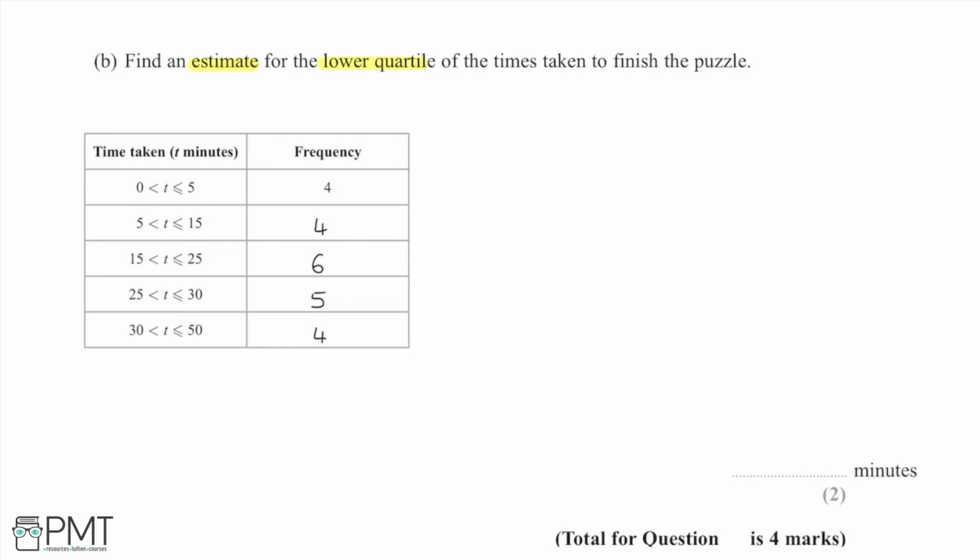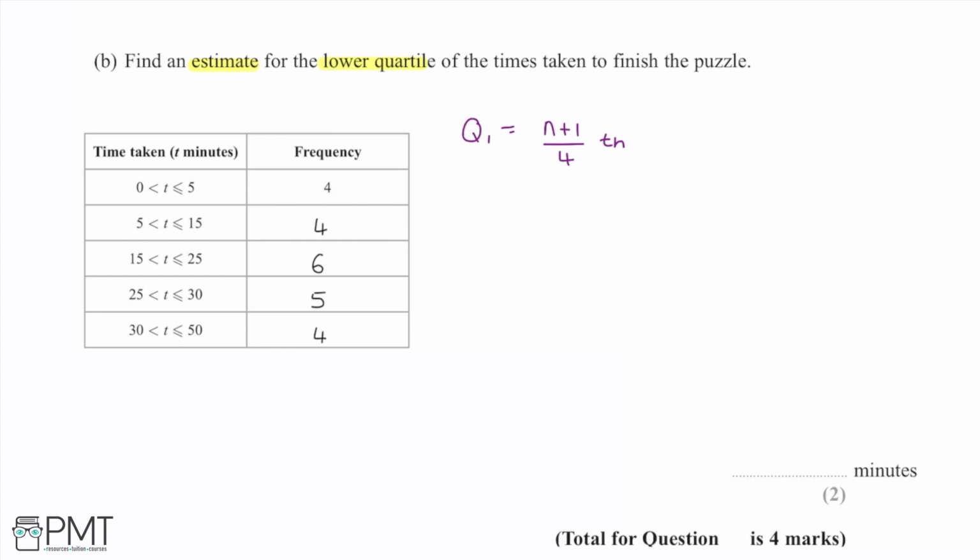In order to find the lower quartile, which is quartile 1, we need to find the n plus 1 over 4th piece of data and then see what time that's going to correspond to. And n here is going to be basically the cumulative frequency, so the total number. If we add together all of the frequencies, this total is going to be n. So in this case, this is the total number of people that took part in finishing the puzzle.